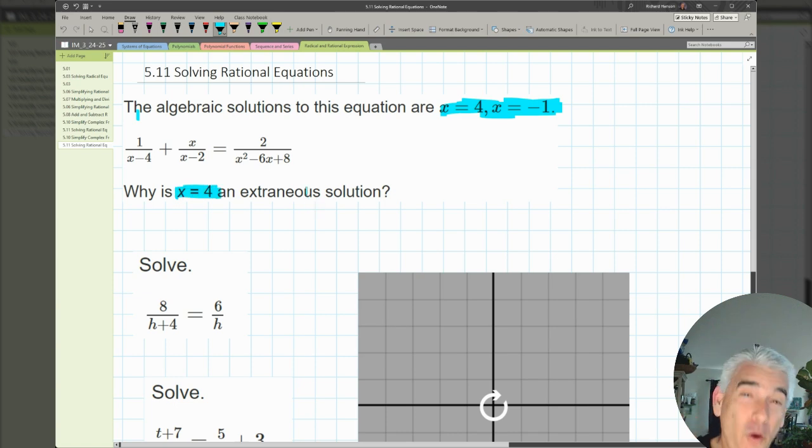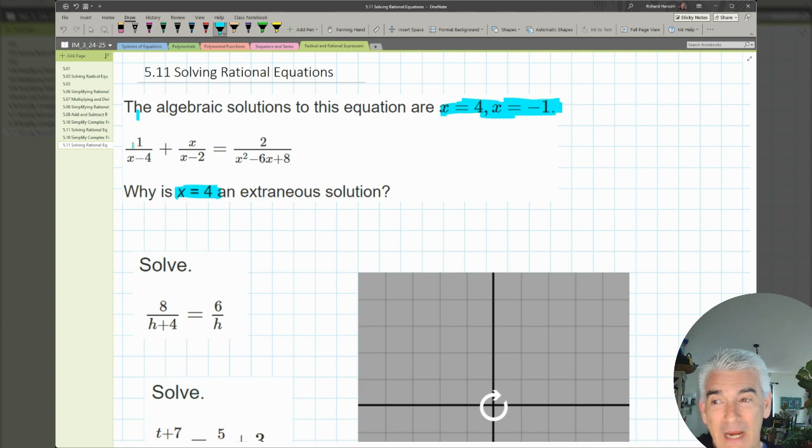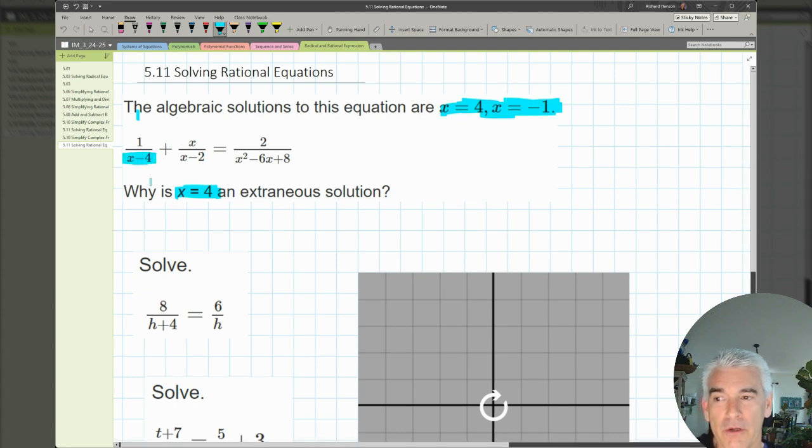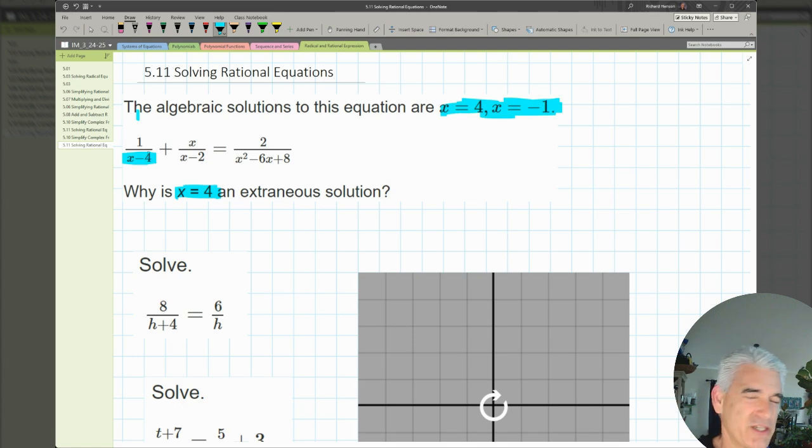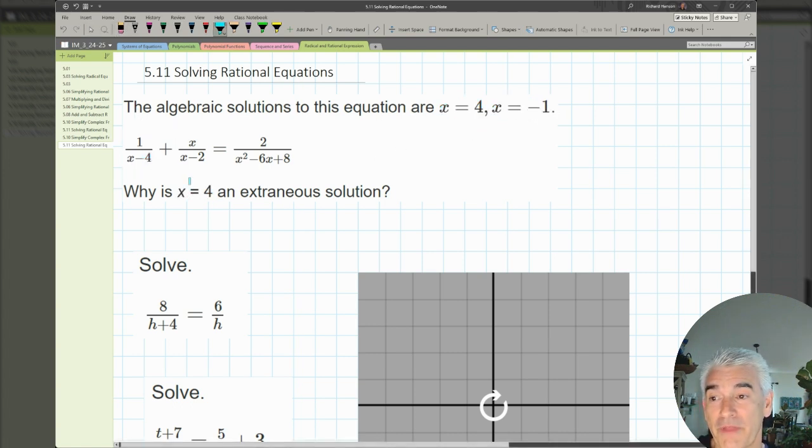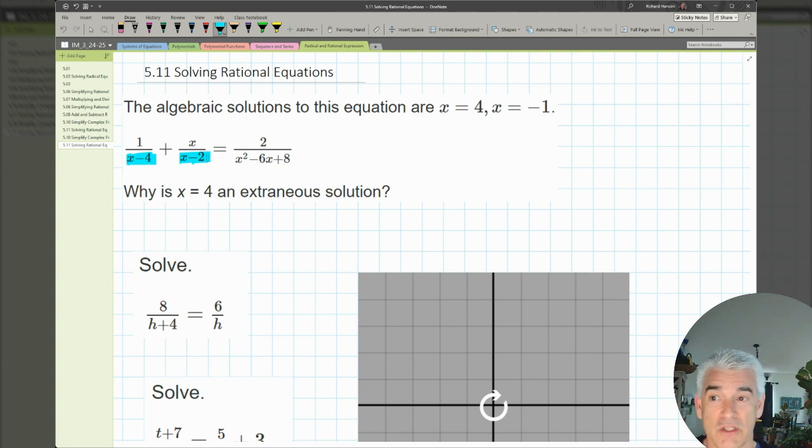My hope is that it should be obvious: wait, if I were to plug in 4 for x here, it makes the bottom 0, makes this fraction undefined. Sure, undefined equals undefined, but you're not allowed to let the denominator become 0. So for that reason, in the very beginning, we should have said, I'm not going to allow x to equal 4. I'm not going to allow x to equal 2. If either of those comes up as a solution, I have to throw them out of the solution set.